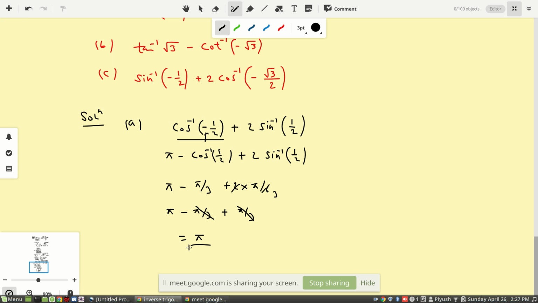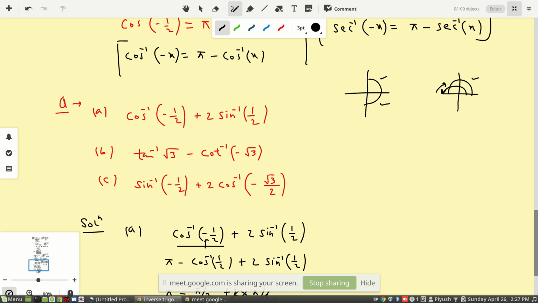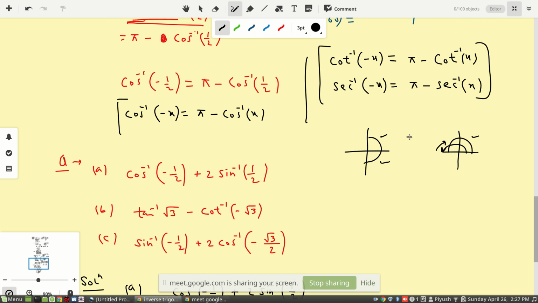So all you have to figure out is when we have to do pi minus theta, and when we do not, we simply put minus outside. That depends on these three. Here we have sine inverse, this is tan inverse, and here is one more, cosec inverse. Cosec inverse, you know, is the brother of sine inverse.